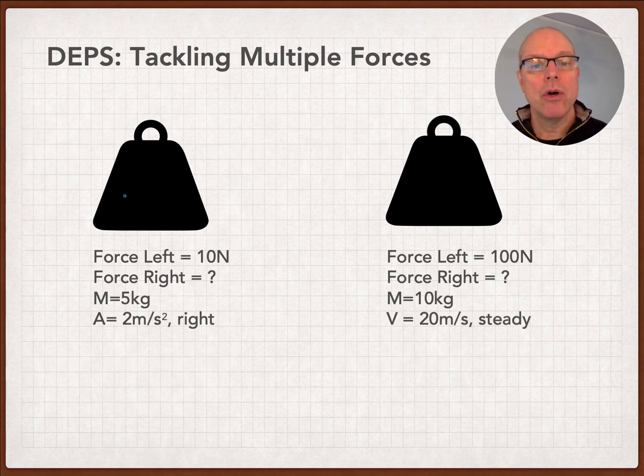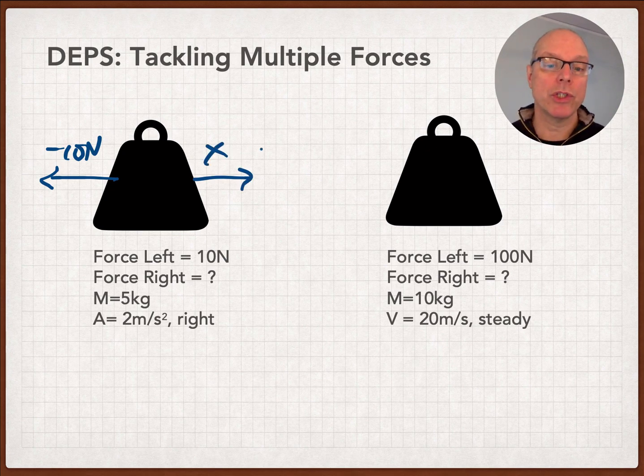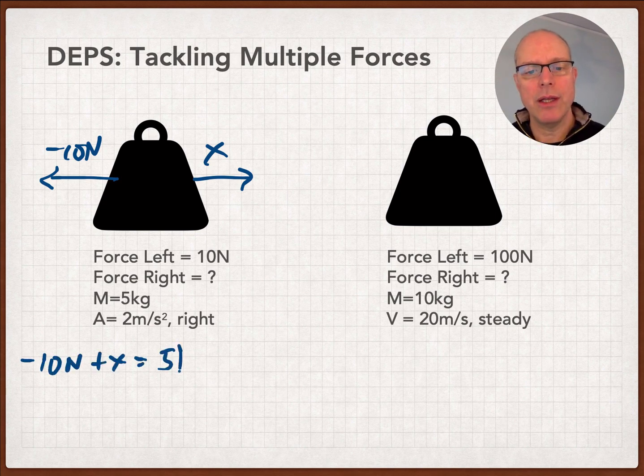Next example, force to the left is 10 newtons. There we go. We know what to do. -10 newtons going over here. Force to the right. Oh, this time it's a mystery number. Let's call it x. I wonder what's going to happen. This time they give us the mass and they give us the acceleration. We can deal with that. -10 newtons plus x equals 5 kgs.